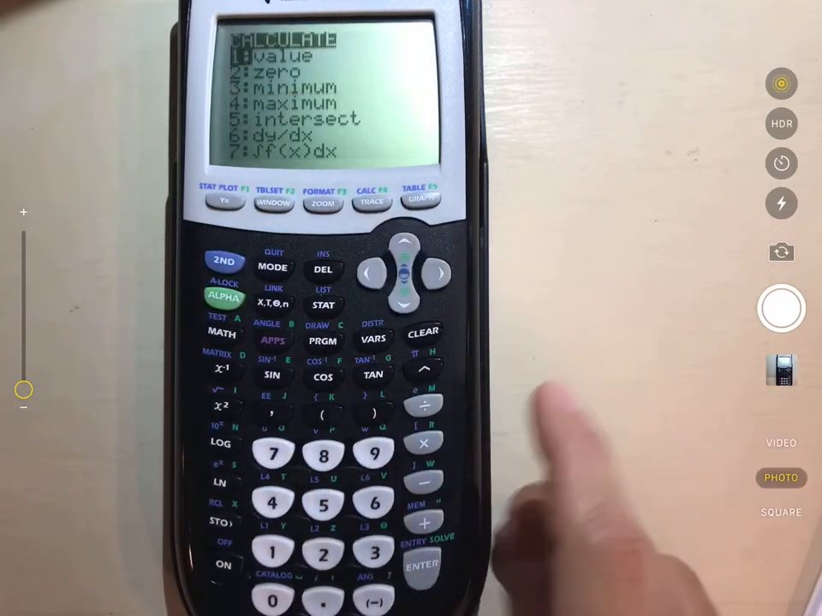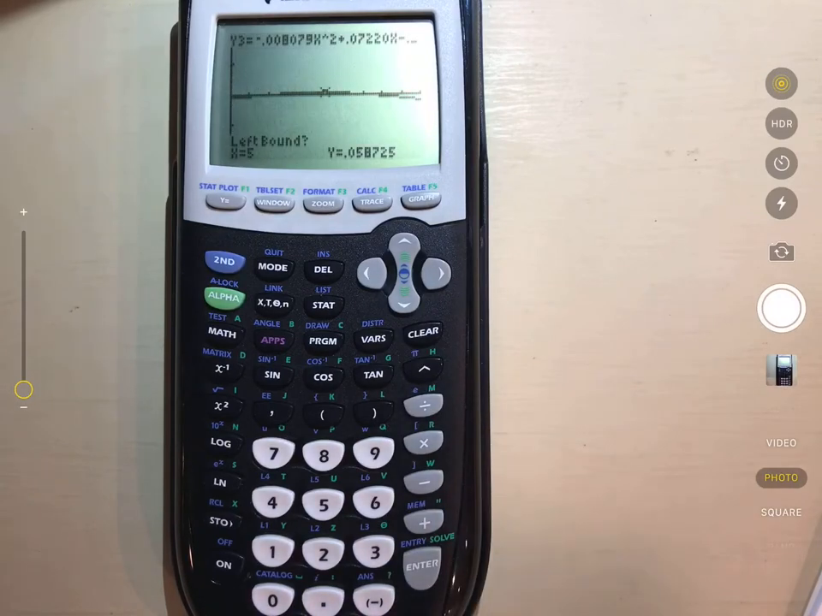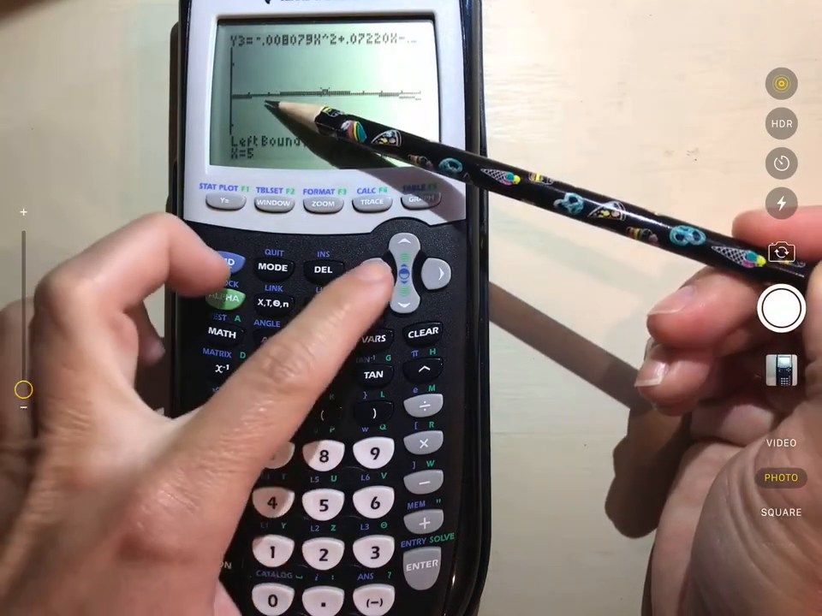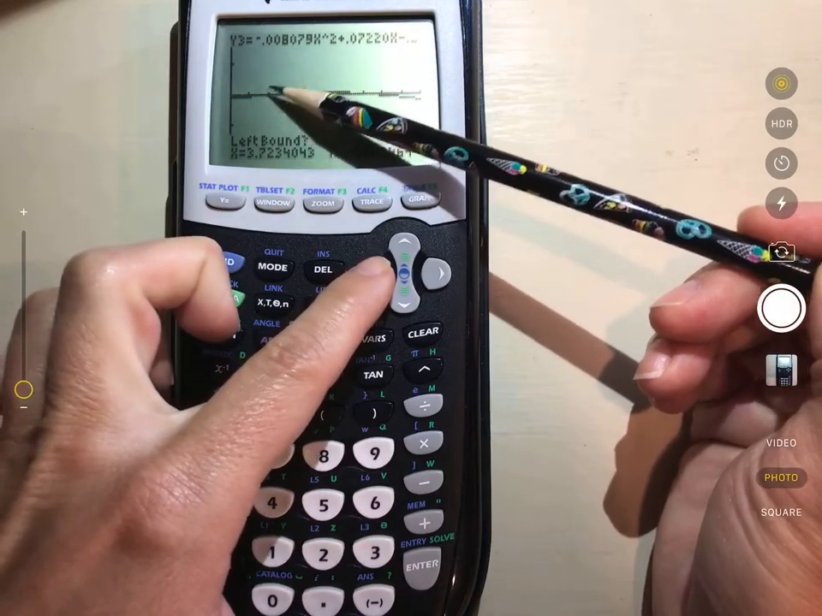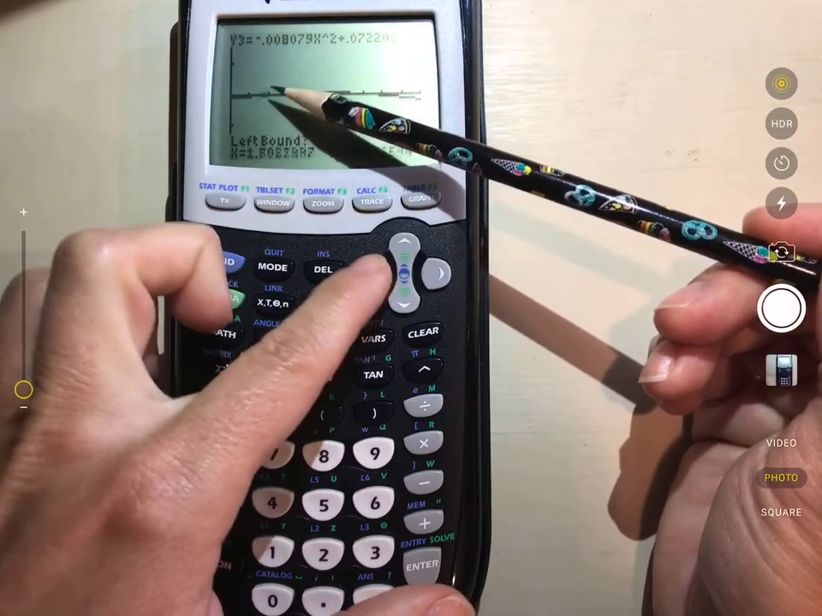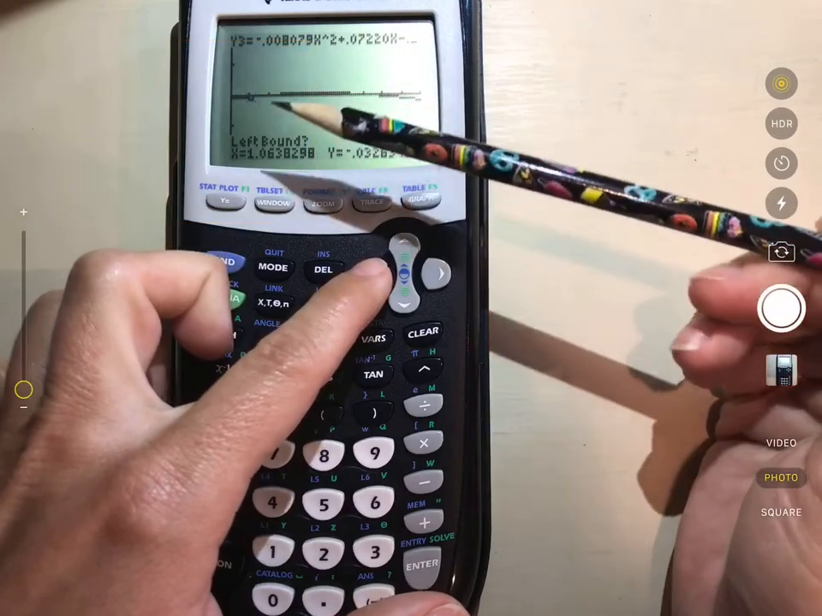Okay, so now that we're in here, we're going to find our zeros by going second, trace. We're going to go down to number 2, zero. And on your calculator screen, it's going to ask you left bound. And so I'm going to focus on this first 0 right here. Left bound means that I want to scroll to the left of that number. So I know it touches somewhere over here, and I want to move my cursor just to the left of that a little bit.